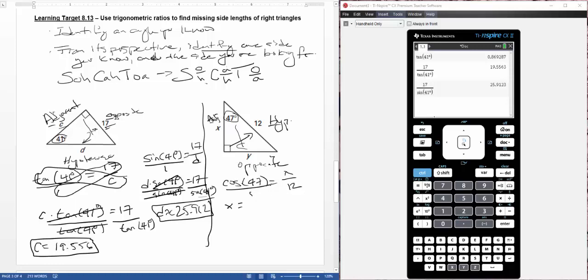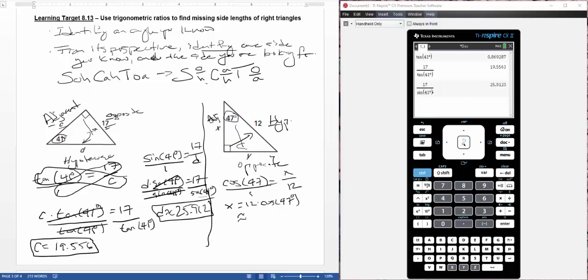When I multiply 12 and cosine of 47, this 47 is an input to this function. So I'm not going to multiply the 12 and the 47 together. I'm going to multiply 12 and whatever decimal I get when I find the cosine of 47. So I'm going to write it like this: 12 times cosine of 47 degrees. I'll type this into my calculator.